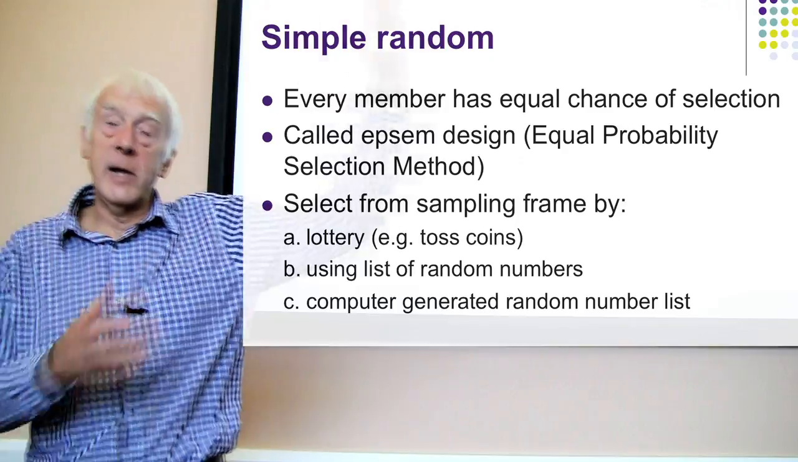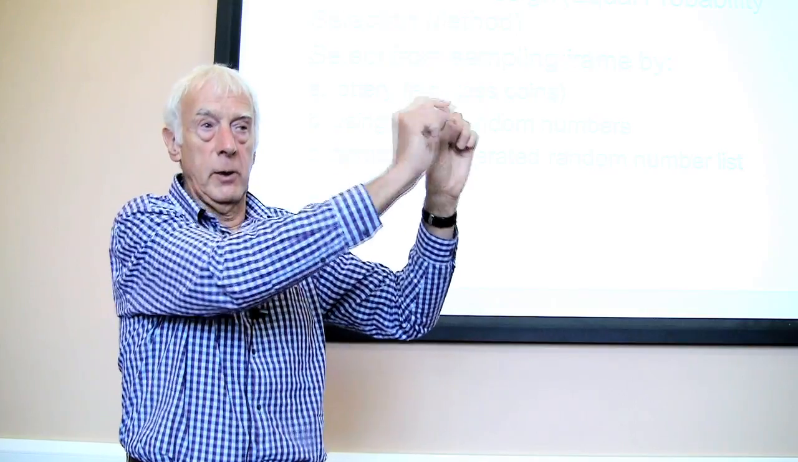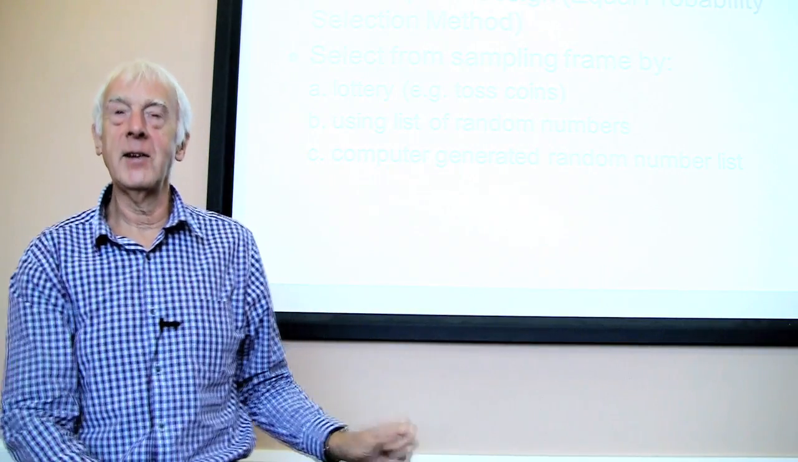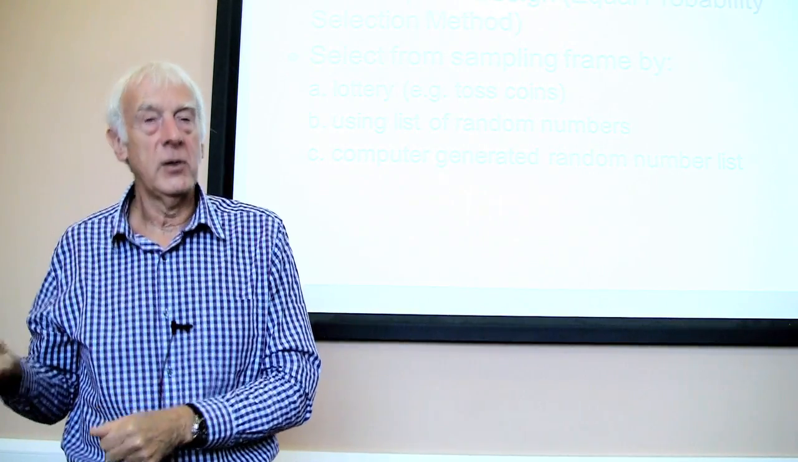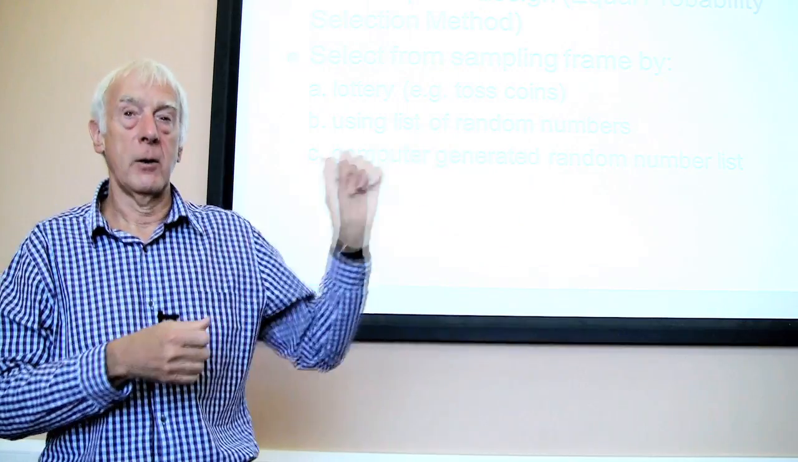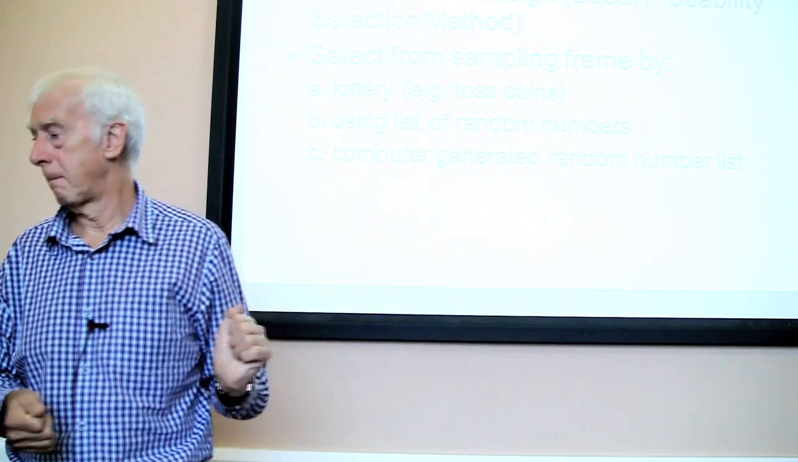So you have a list, that's your sampling frame. You number them 1, 2, 3, 4, 5, 6, 7, 8, etc., all the way to wherever it is, 250,000 at the end. And then you generate your numbers, which will be, in that case, between 1 and 250,000. And then you pick those people from that list. They're the ones that are in your sample. It's a very simple method.